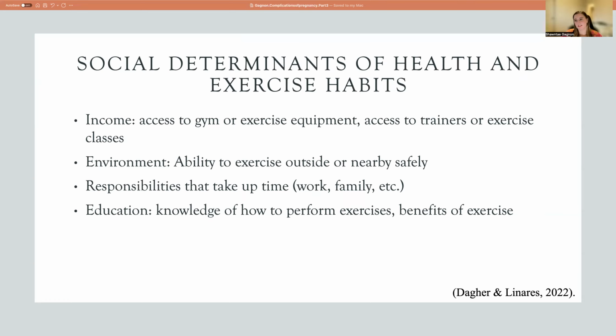And then other responsibilities that take up their time, work, family, other things where they're so tired. We all know fatigue really impacts our decision to go out and exercise. Other things might also be conditions like depression. So, not impossible to exercise still, but definitely a real barrier to having the motivation to do so. That can be discussed. And then education, knowledge of how to perform exercises and the benefits of exercise. So, something you can take time to assess and do some education on with your patients.